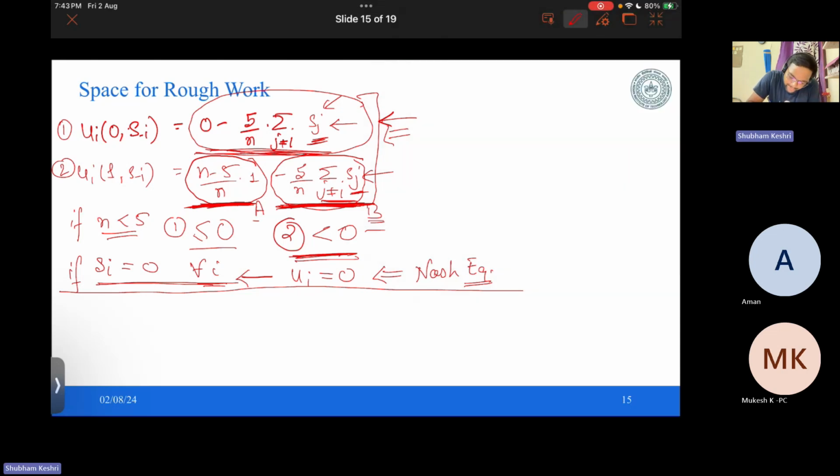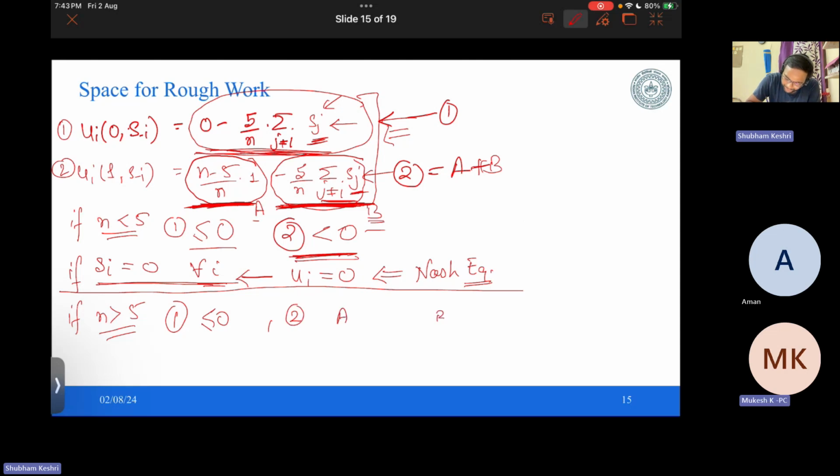So we are calling this term 1. Term 1, this is term 1. And term 2 is actually the summation of A and B. Yeah, I understood that part. So if n is greater than 5, what happens to term 1? Doesn't matter, it will always be less than or equal to 0. Now for term 2, we'll have to see A and B. So A is always positive. B can either be 0 or negative.